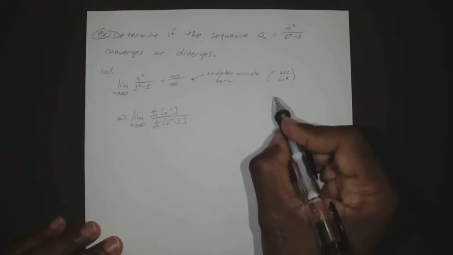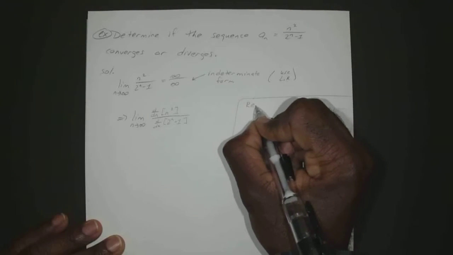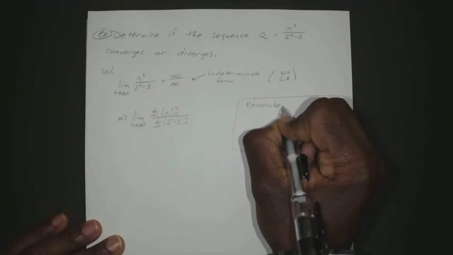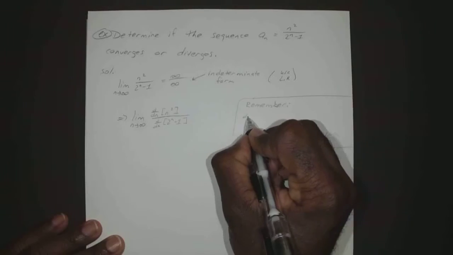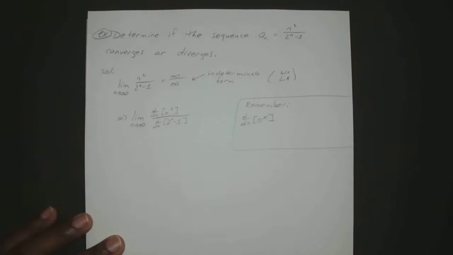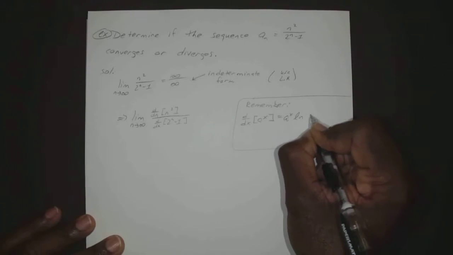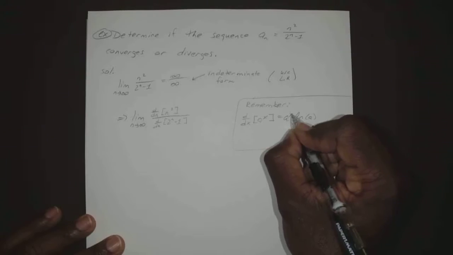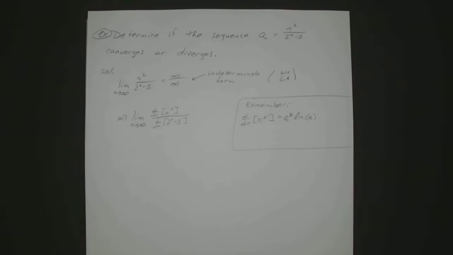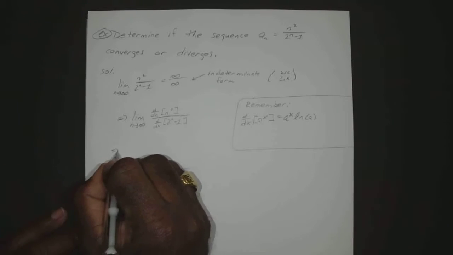Oh, quick reminder. If you remember, the derivative with respect to x of a to the power of x is equal to a to the power of x times the natural log of a. So it would be the same thing for the derivative with respect to n.